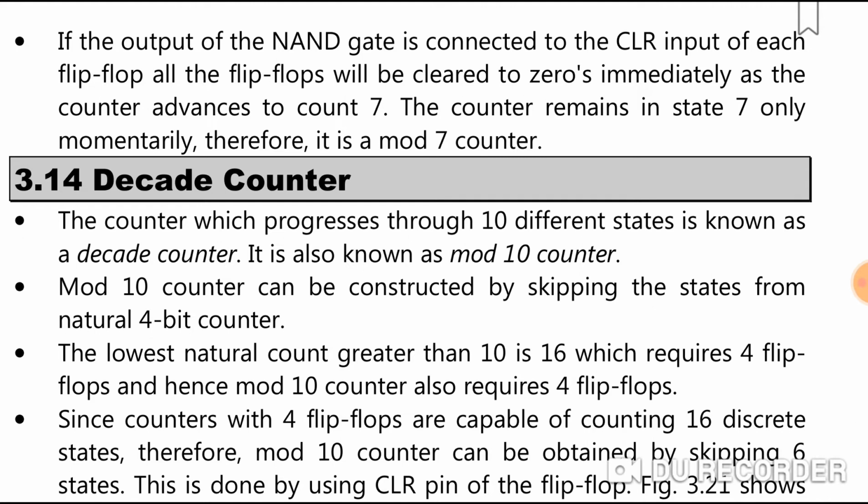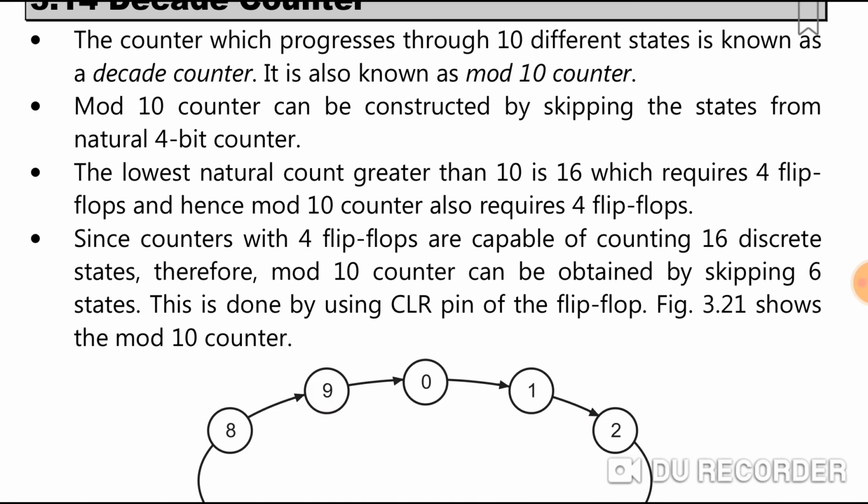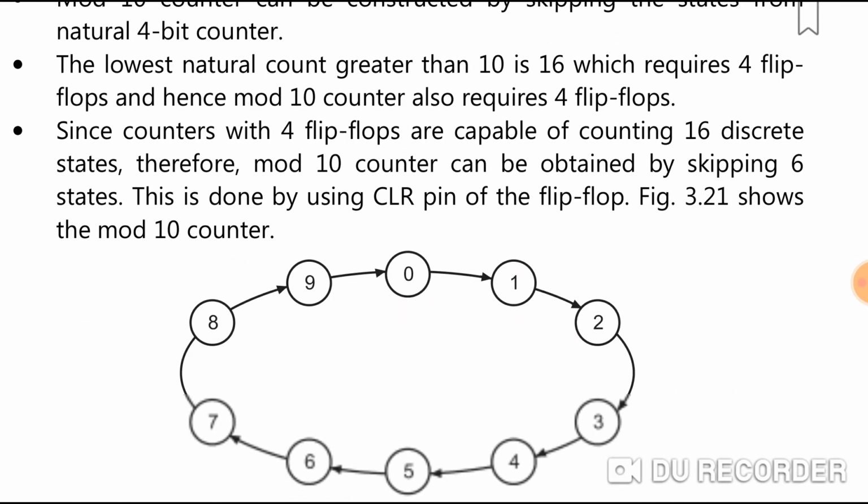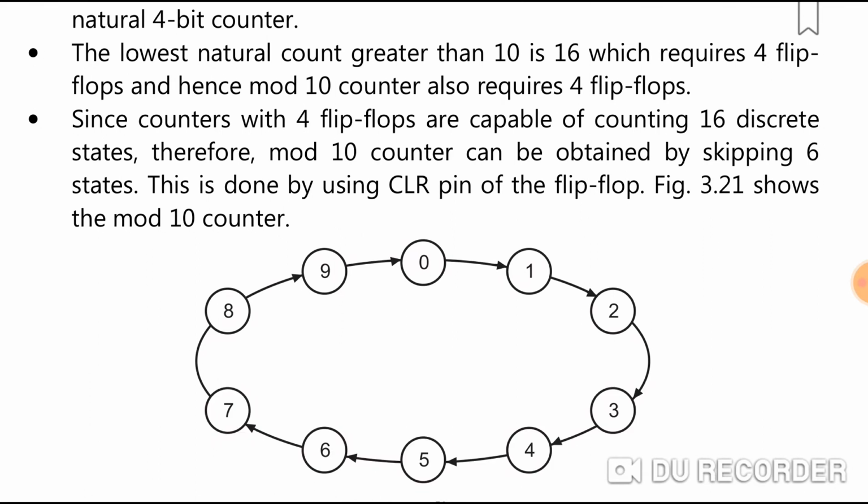Now we will see the decade counter. The counter which progresses through 10 different states is known as a decade counter. It is also known as a mod 10 counter. A mod 10 counter can be constructed by skipping states from a natural 4-bit counter. The lowest natural count greater than 10 is 16, which requires 4 flip-flops, and hence a mod 10 counter also requires 4 flip-flops. Since counters with 4 flip-flops are capable of counting 16 discrete states, a mod 10 counter can be obtained by skipping 6 states. This is done by using the clear pin of the flip-flop.